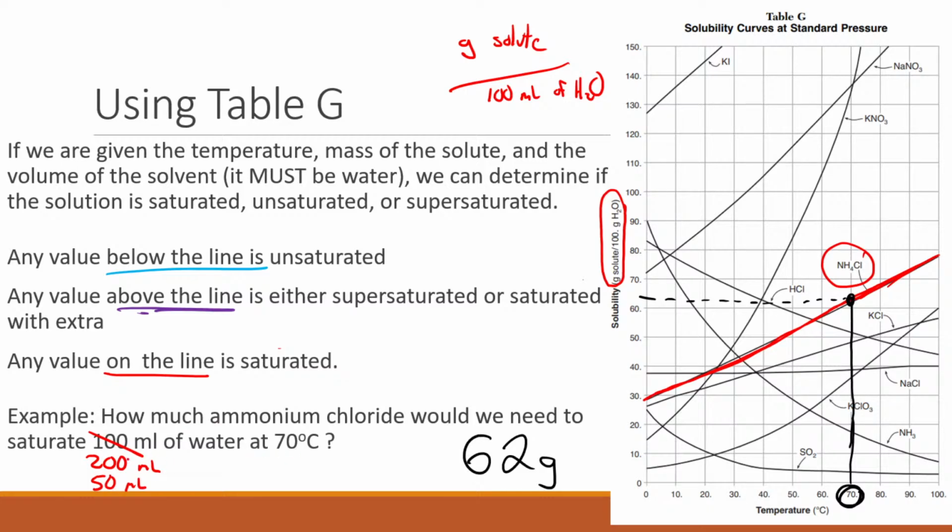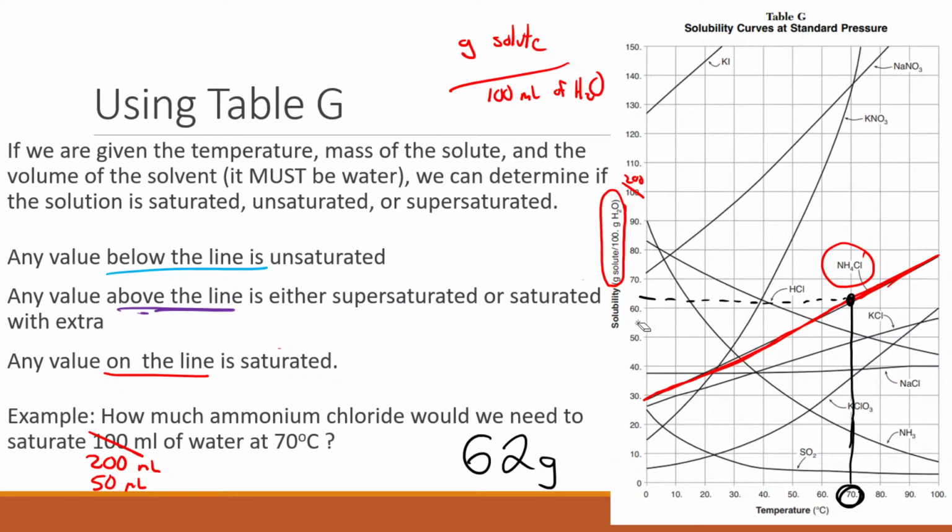If it was 200 milliliters of water, I doubled my denominator. I must also double all of these values. So instead of 100, this would have been 200. This would have been 120. This would have been 80, so on and so forth.